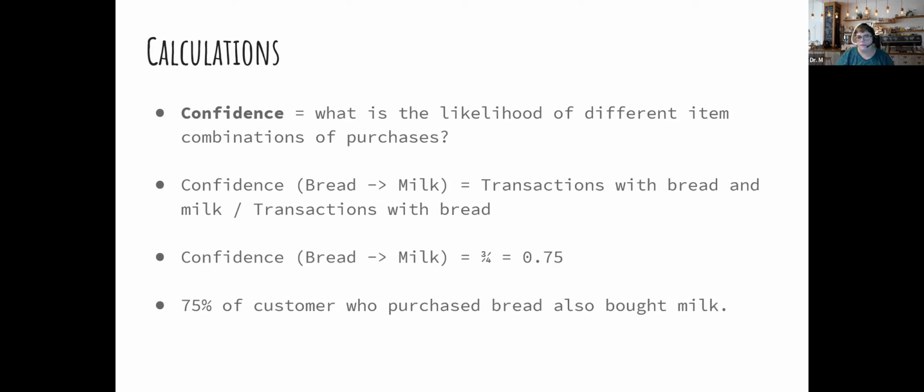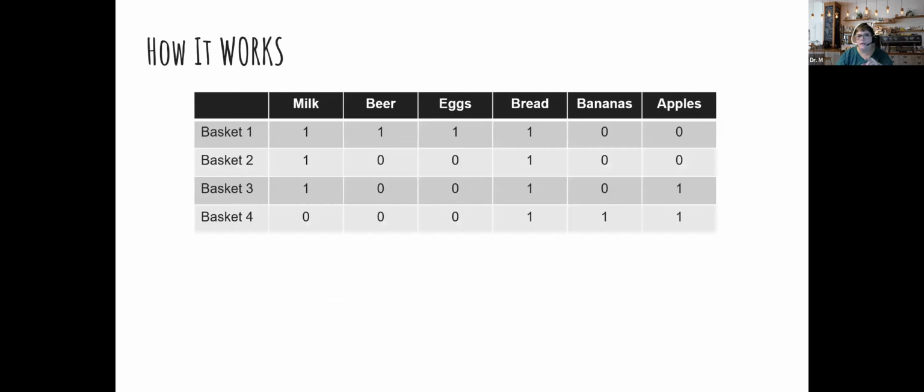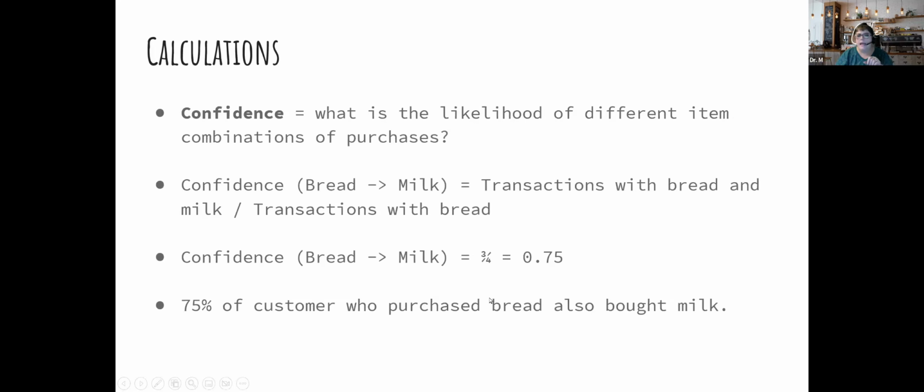The transactions with bread and milk divided over the transactions with bread gives us the confidence. Again, we have 3 and 4. The transactions with bread and milk, there's only 3 of them, these 3 and these 3. Over the transactions with bread, which was all 4, that gives us 75. So 75% of customers who purchased bread also bought milk.